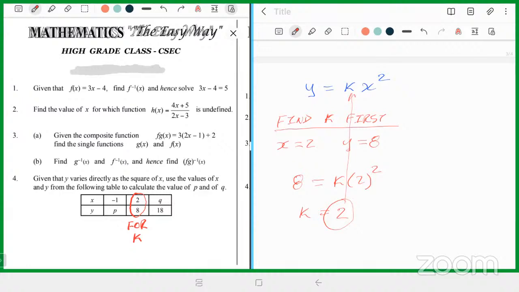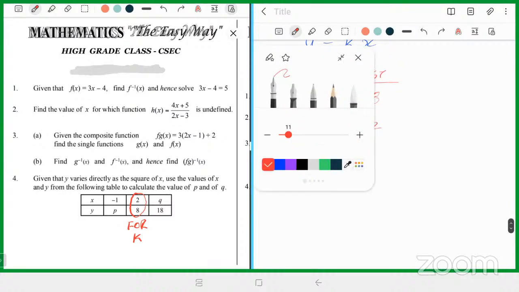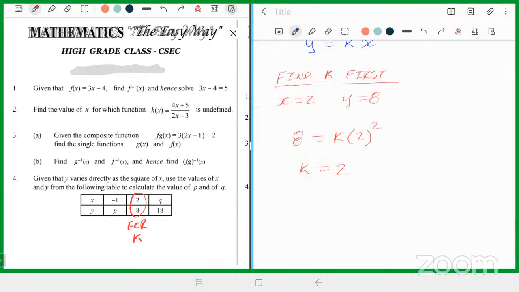So its value will stay the same on the relationship. So we now know that the formula connecting x and y is that y is equal to 2 times x squared. This is now your formula. You now know the formula fully. And so we can use that formula on this pair to find p, and on this pair to find q.